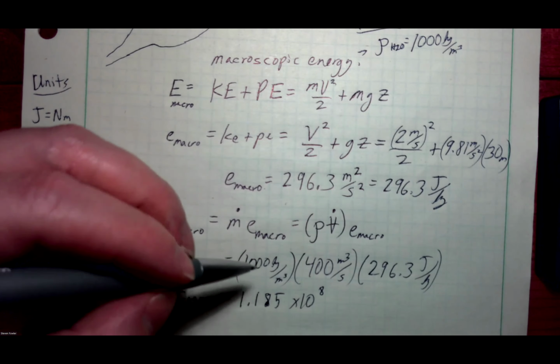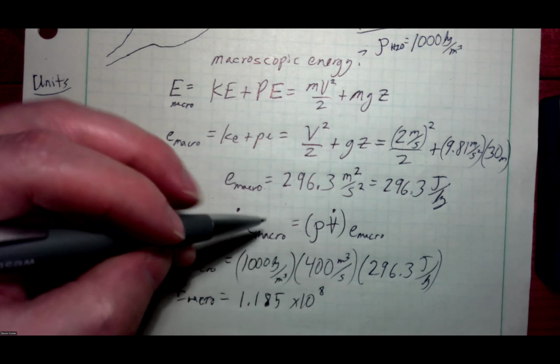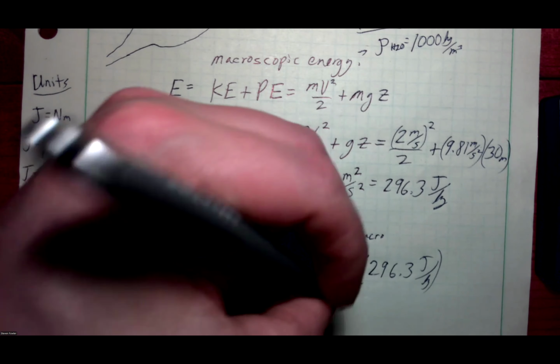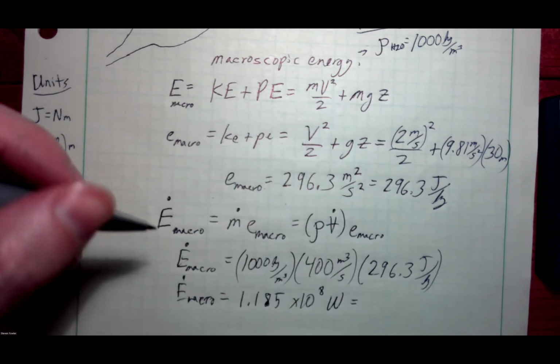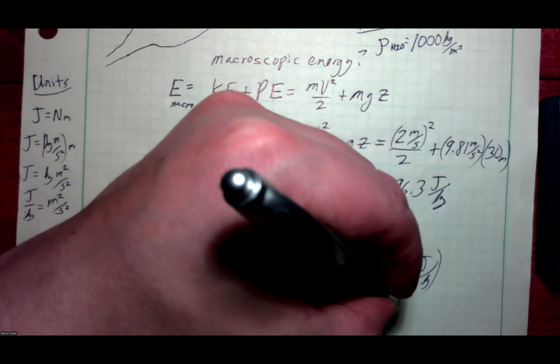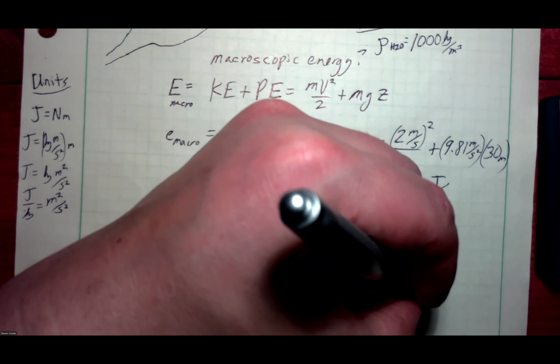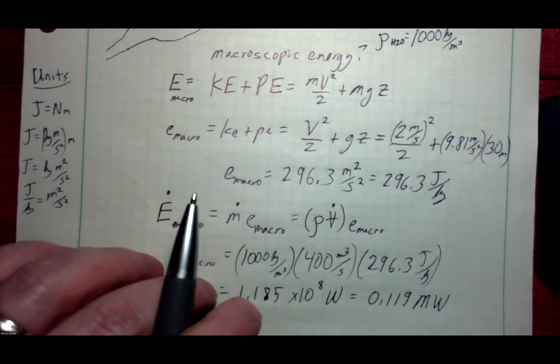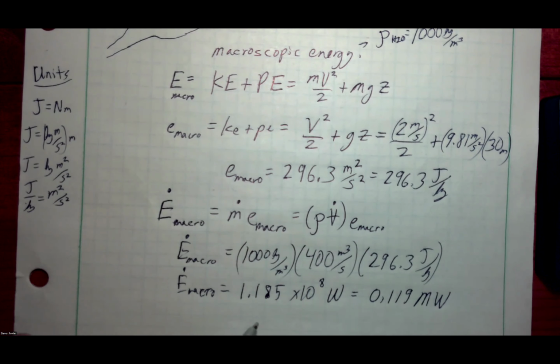And the units there, the meters cubed go away, kilograms go away. I've got joules per second, that is watts. So this is actually 0.119. I'm going to call it megawatts. 0.119 megawatts would be fine. This is correct. This is perfectly fine. Either one is okay.